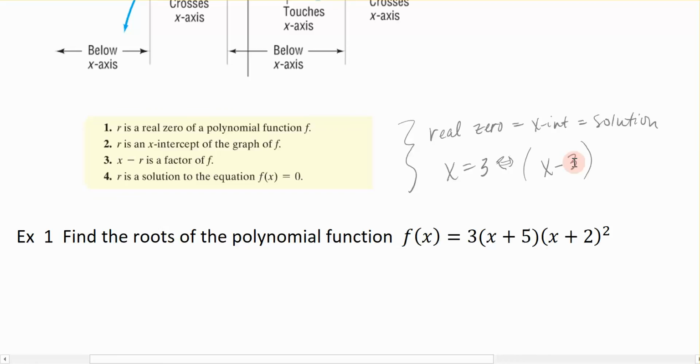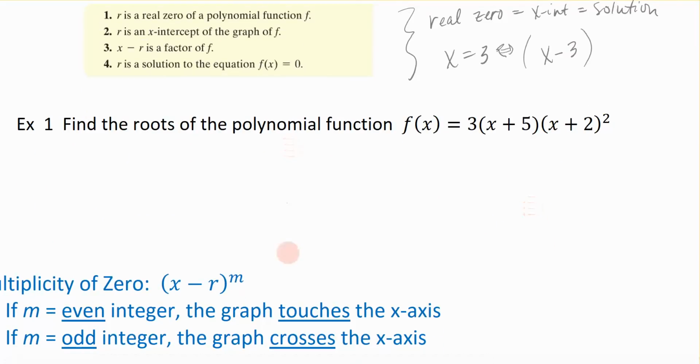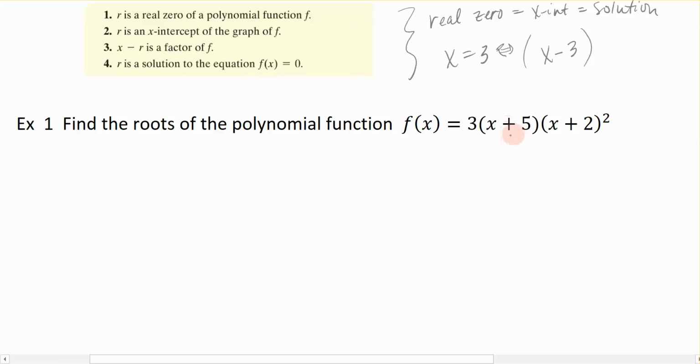I want to find the roots of the polynomial function, and it looks like 3 times (x plus 5) times (x plus 2) quantity squared. Okay, so all I'm being asked to do is find the roots. Well, what does that mean? Again, that means for me to find the x-intercepts, or in other words, find the solution. And how do we do that? We take this function, set it equal to 0, and solve.